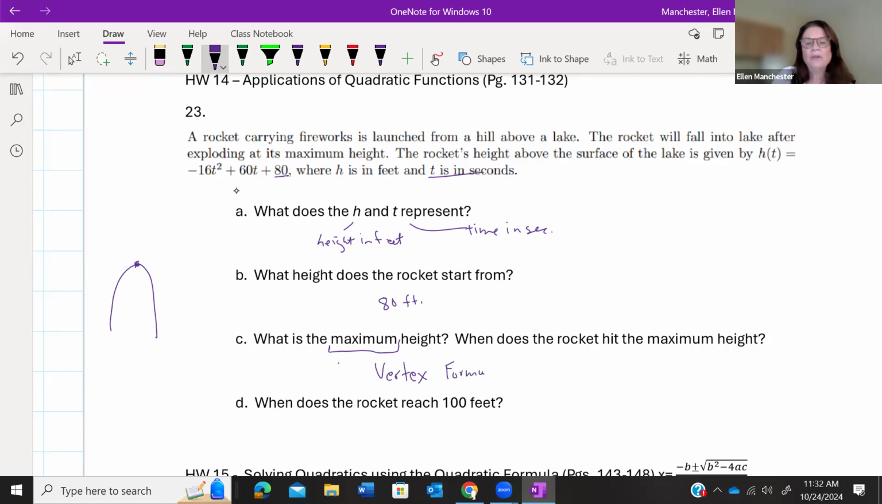So that might be something you want to put in your notes. Maximum or minimum equals vertex formula. So every time you see the term maximum or minimum, you know you're going to use the vertex formula.